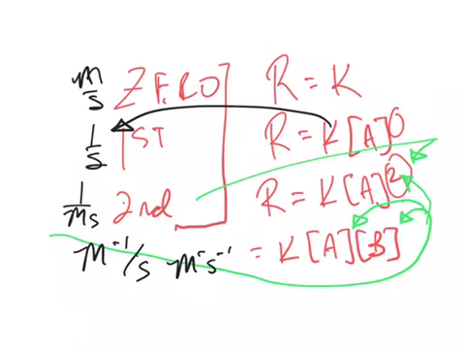Now, one is that if it's a zero order, and zero order is what you're going to see is going to be very rare.